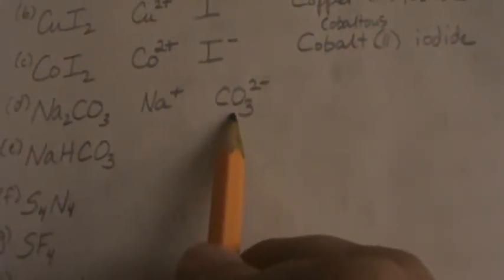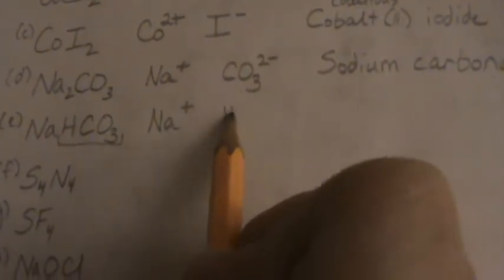Na2CO3. All right, so we need to take a look at what this is. Well, we know that the sodium is always Na+. And since there's two of them, then we need to have a 2 minus on our CO3. So we write that in, CO3 2 minus. Okay, if we look at our ion list, we see that CO3 2 minus is carbonate. So this becomes sodium carbonate.